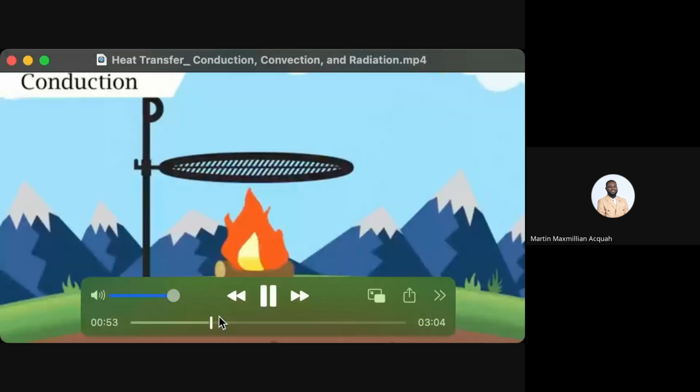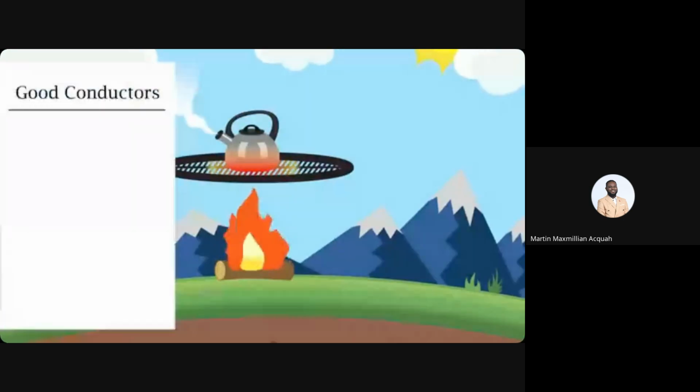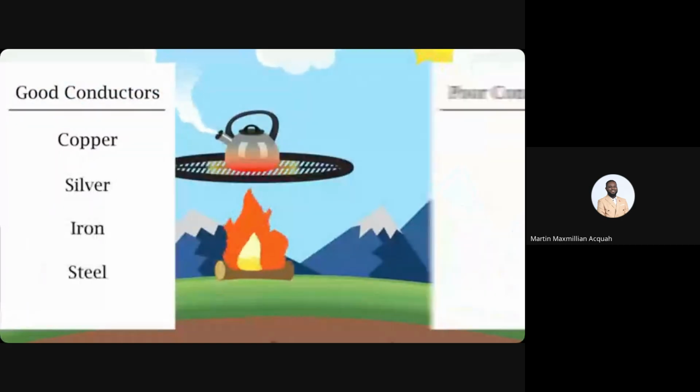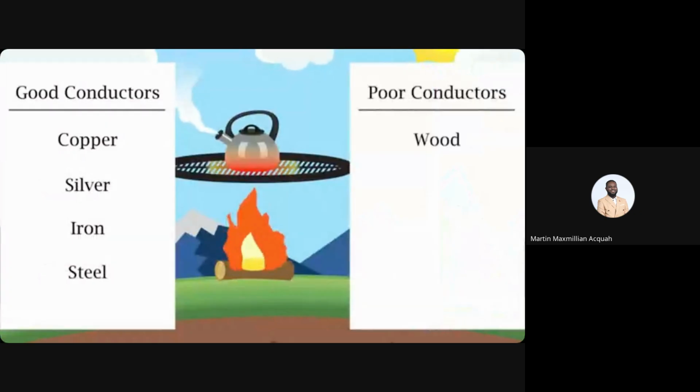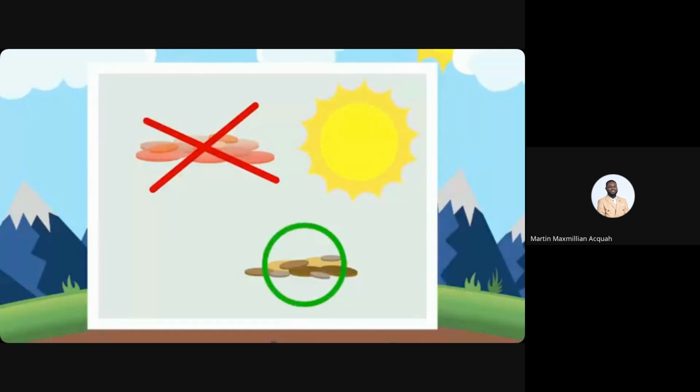Conduction is the transfer of heat between substances directly contacting each other. The better the conductor, the more rapidly heat will transfer. Good conductors include copper, silver, iron, and steel. Poor conductors include wood, styrofoam, paper, and air. It's why we don't recommend picking up a handful of change that's been sitting in the sun, unless you want to burn your hands. But you're okay to pick up that pile of wooden nickels sitting next to it.